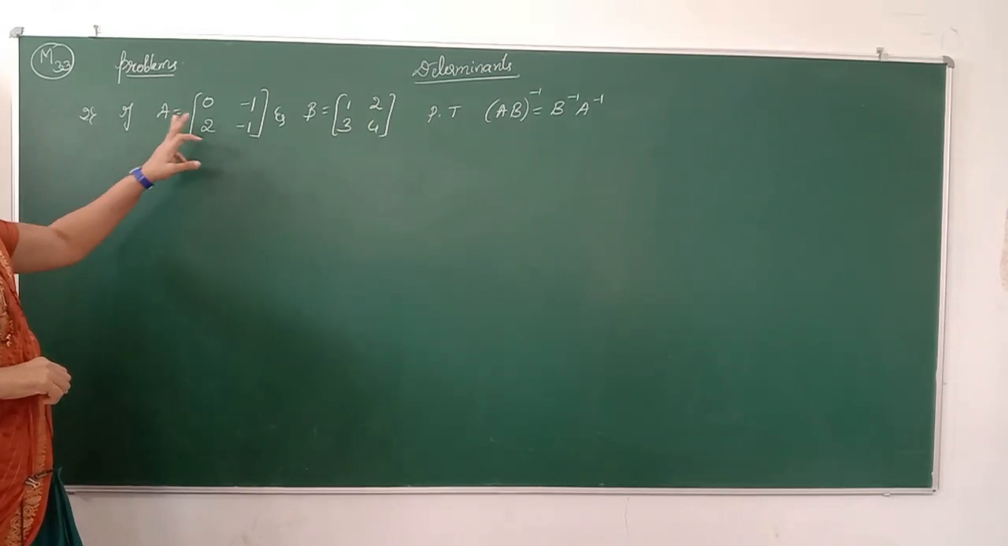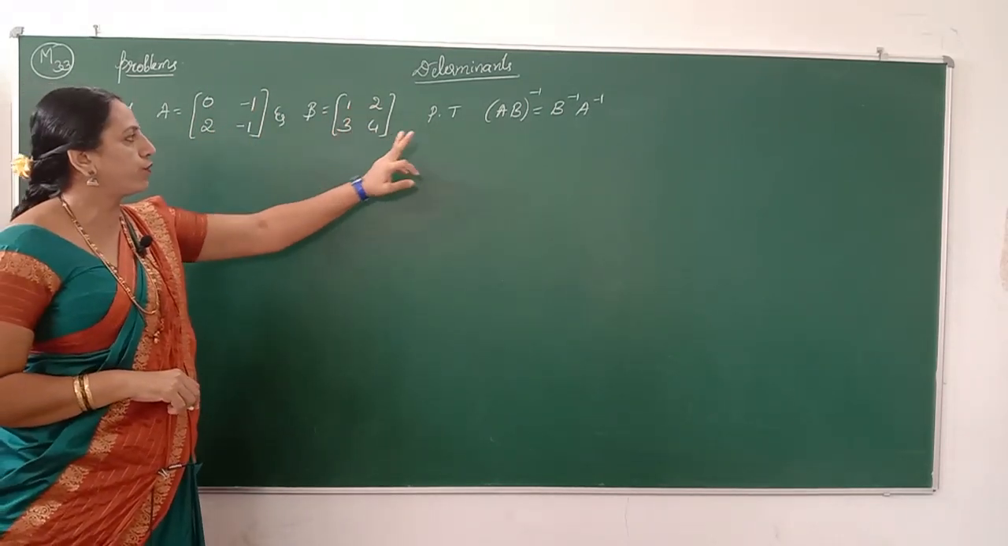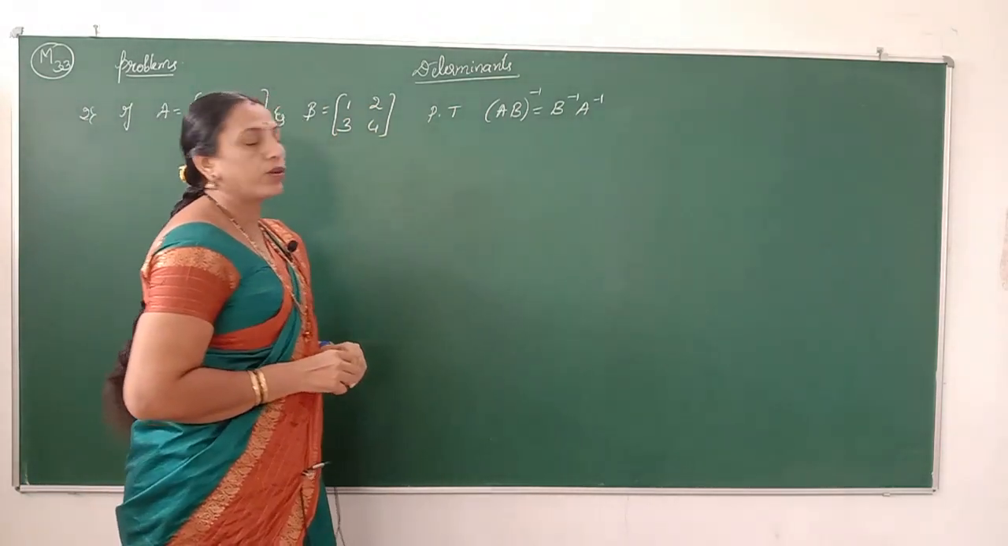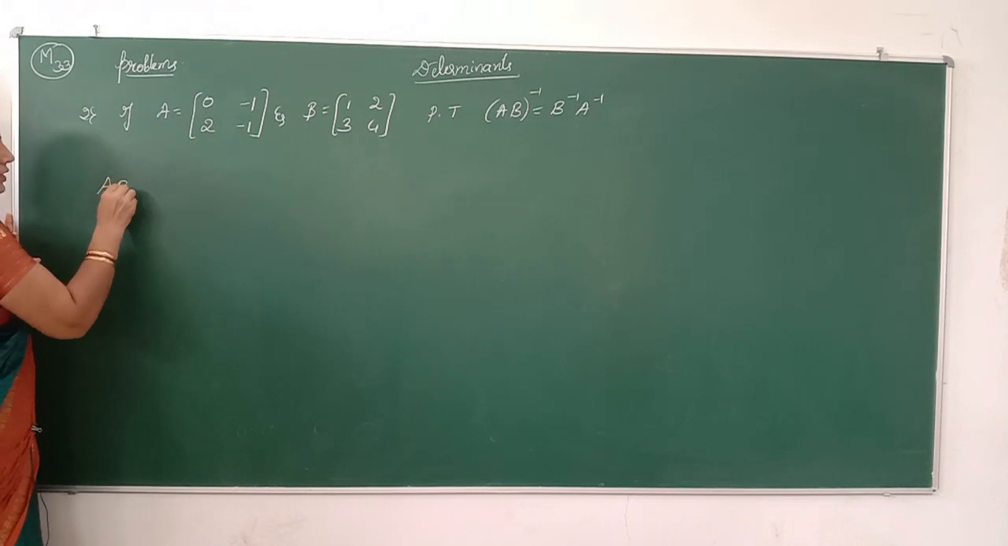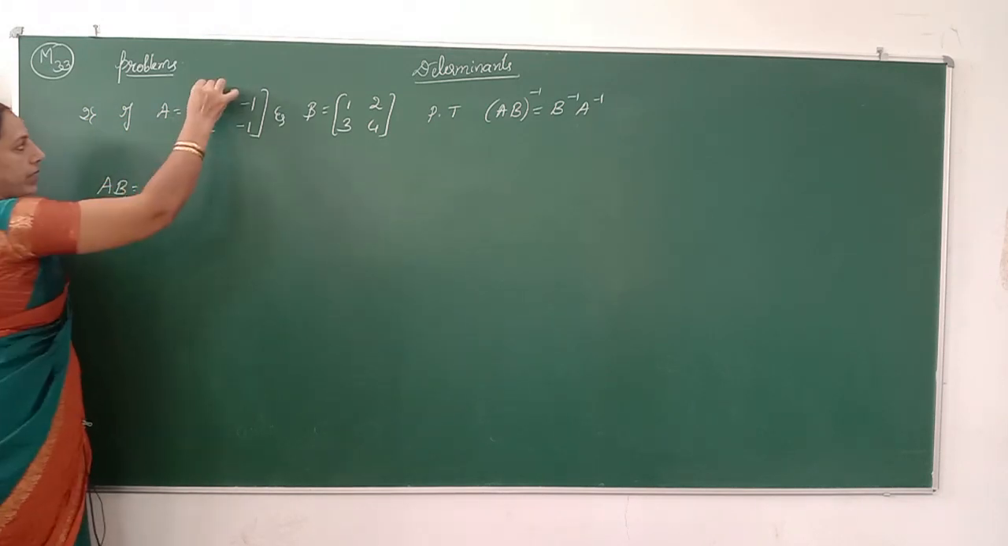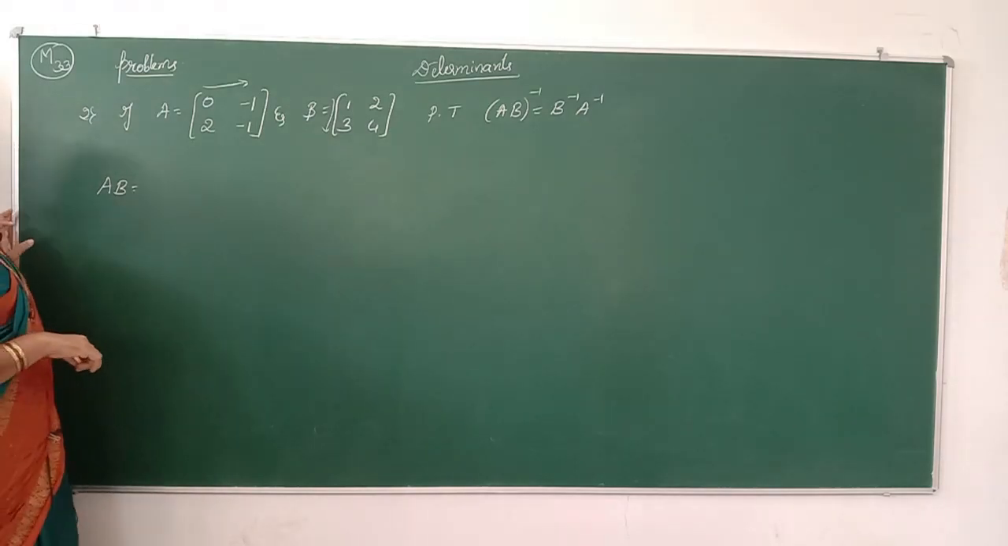Next one: if A equals 1, 2, 2, minus 1 and B is 0, 1, 3, 4, then prove that AB whole inverse is equal to B inverse into A inverse. Now again, first we will consider A into B. Elements of A and B are multiplied with their corresponding elements.